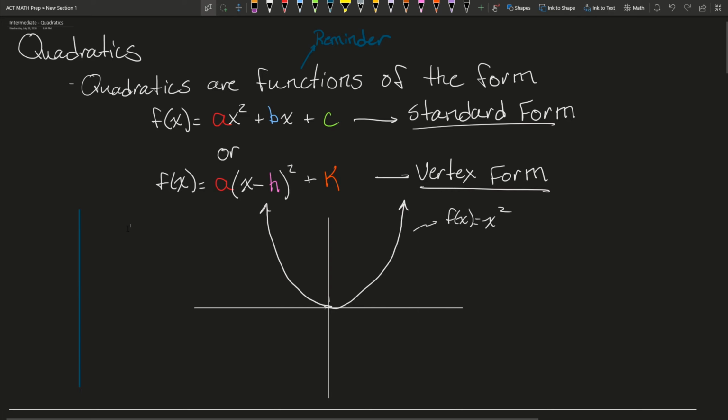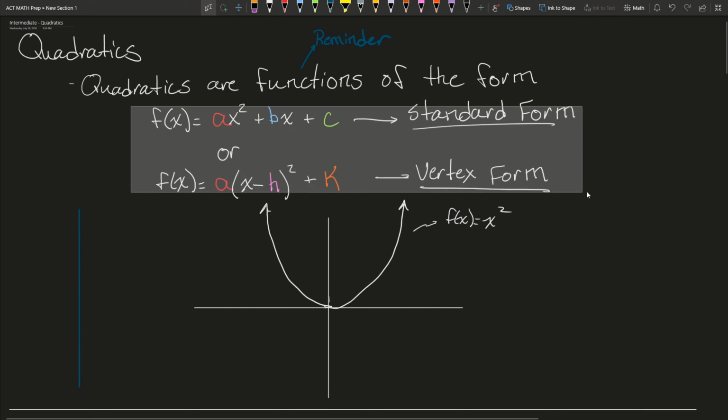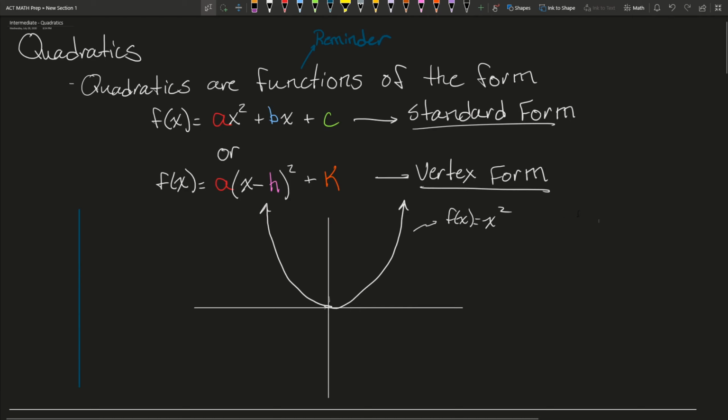All right, on the ACT for quadratics, we'll be focusing on these two equations. There's also one more formula that we'll need to know, and we'll get to that once we cross that bridge. But these two equations and knowing what each of these letters does is super important.